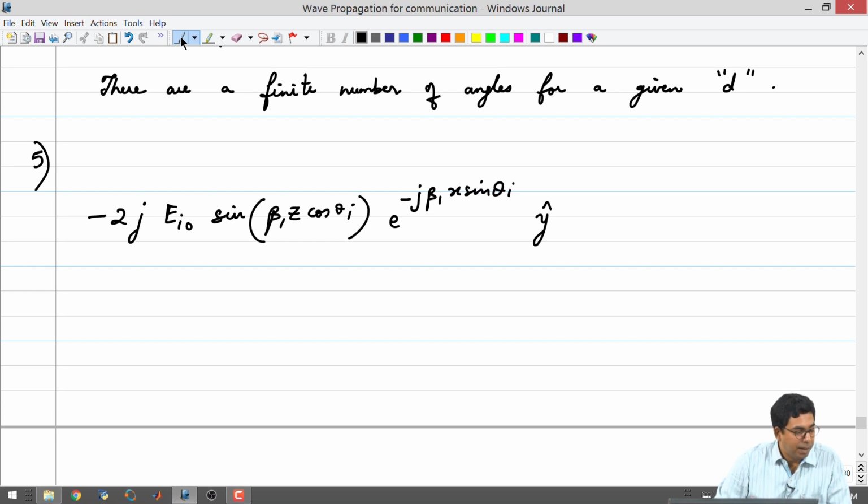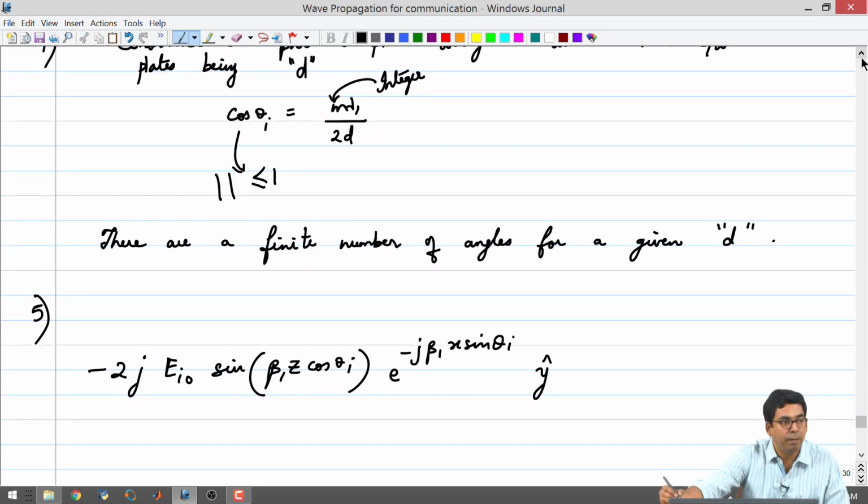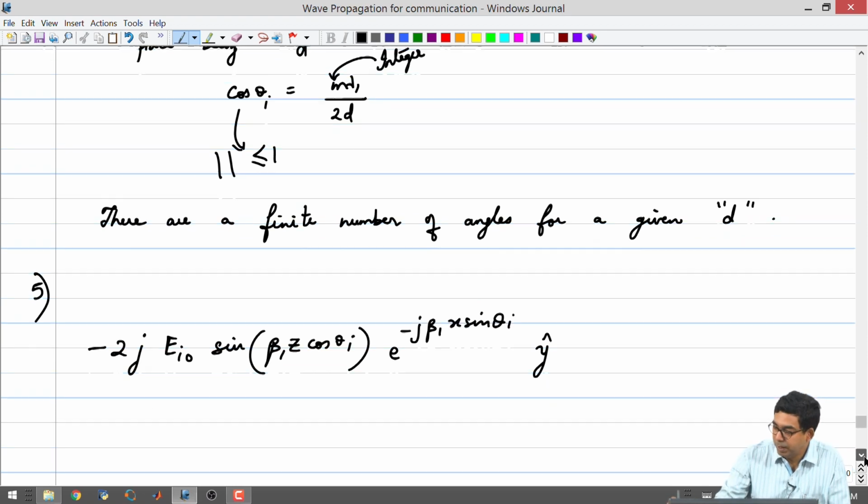I am going to take the total field expression, and all I am going to do is substitute for cos theta I. I know that cos theta I, the way we have written here, is m lambda 1 divided by 2d. Of course, the choice of m has to be guided by the principle that the modulus of cos theta is less than or equal to 1. So, I want to make some substitutions for cos theta I as m lambda 1 by 2d, and sin theta I as square root of 1 minus cos squared theta. I just want to make that substitution in the total field expression.